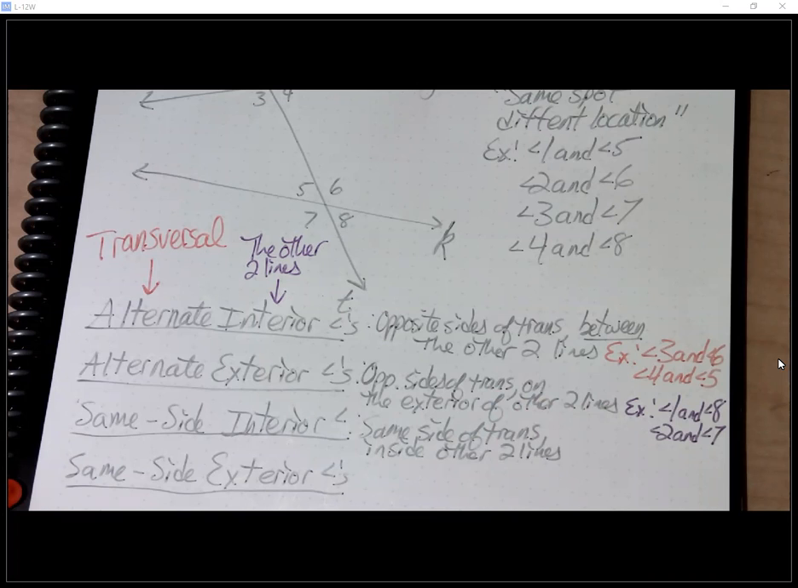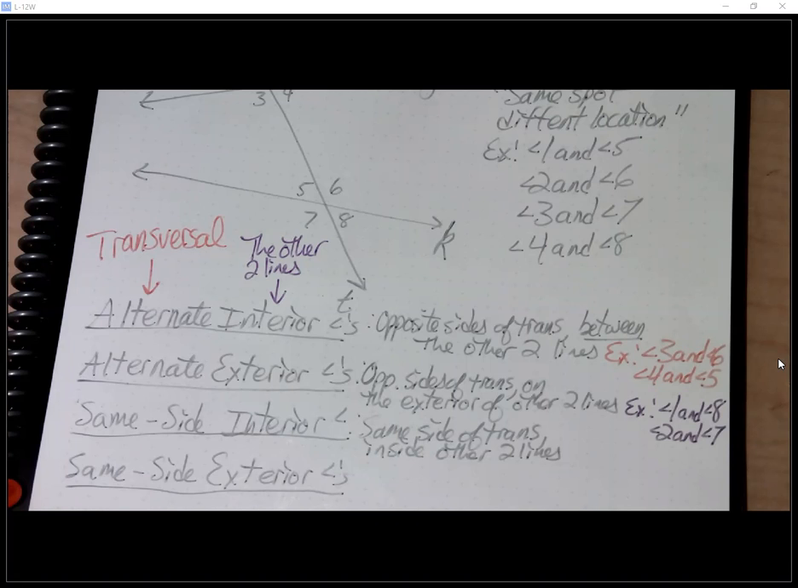Uh-oh. My thing froze. What would be the pair of same side interiors? Sam. 3 and 5. 3 and 5 is correct, or Elizabeth, you could do 4 and 6. 4 and 6. You got it. I'm just gonna write it up.